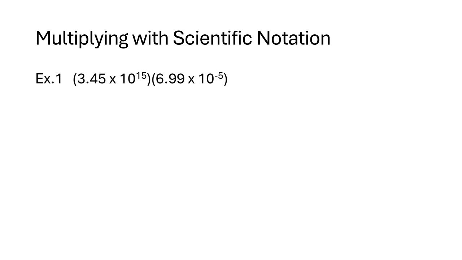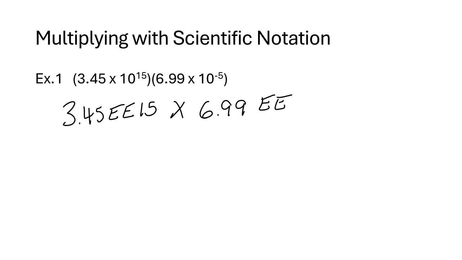Okay, so let's try multiplying. Now, multiplying, you don't always have to use the EE button if there's no division involved. You can just type in 3.45 times 10 caret 15 if you know what that is. It's a pain in the butt because you're adding more steps. The easiest thing to do is to type in 3.45 EE 15 and then hit the times button, 6.99 EE negative 5.